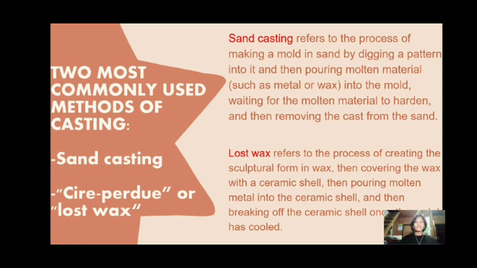Lost wax refers to the process of creating the sculpture form in wax, then covering the wax with a ceramic shell, then pouring molten metal into the ceramic shell, and then breaking off the ceramic shell once the metal has cooled. In lost wax, the mold used is wax, as the name suggests. An example is the apple in the picture I put in my PPT. Here, the mold is not sand but wax, and the ceramic shell is broken off.